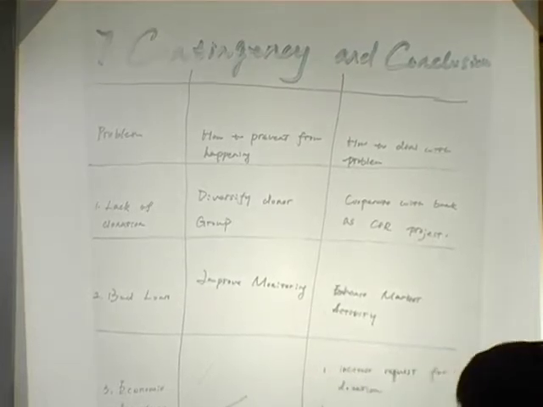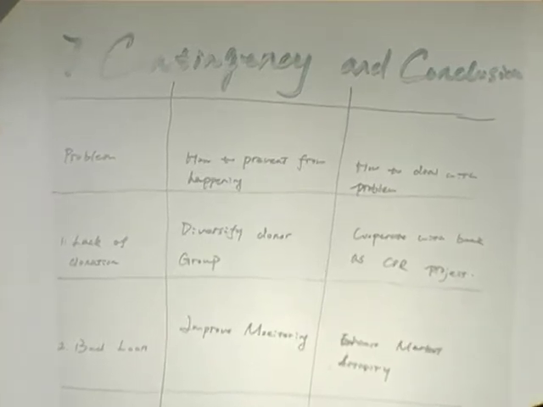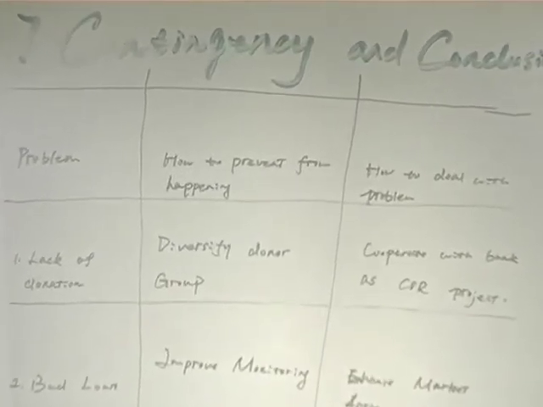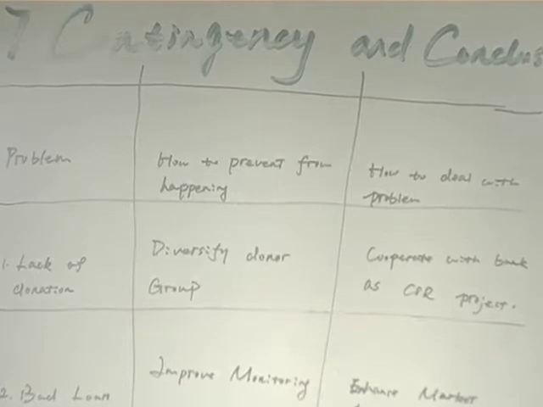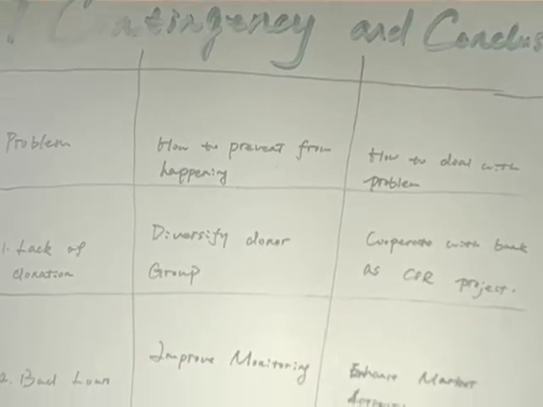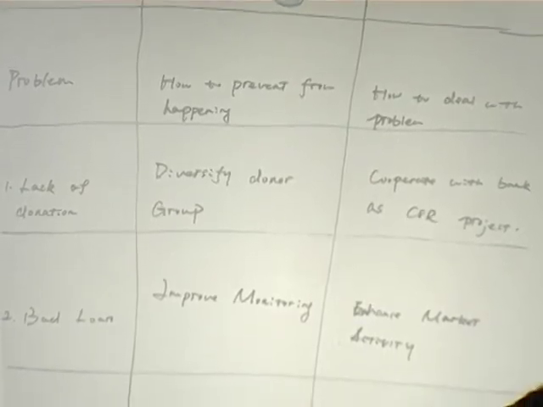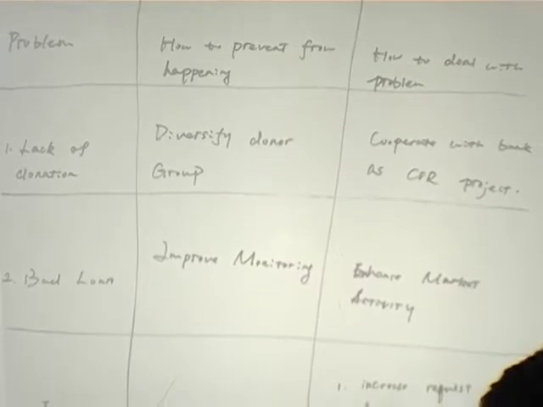So, what are the problems? How do we prevent a problem from happening? And how do we deal with it if it happens? For the first problem, we think the lack of donations may be very serious for us when starting a business. To prevent it, we should diversify our donation groups. For example, we involve not only international but also national donors, and also government subsidies.